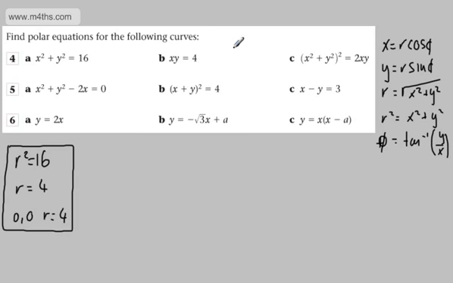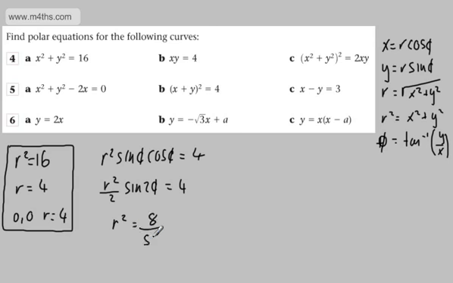Okay, next one, xy is equal to 4. So x is r cos theta, y is r sine theta. So if we multiply those two, we're going to get r squared sine theta cos theta is going to be equal to 4. Not blindingly obvious. What I'm going to say then is r squared over 2 times sine 2 theta will be equal to 4. Just consider sine theta cos theta is 1/2 sine 2 theta. So multiplying both sides by 2, dividing both sides by sine 2 theta, we're going to have 8 over sine 2 theta. So we can say r squared will be 8 cosec 2 theta.